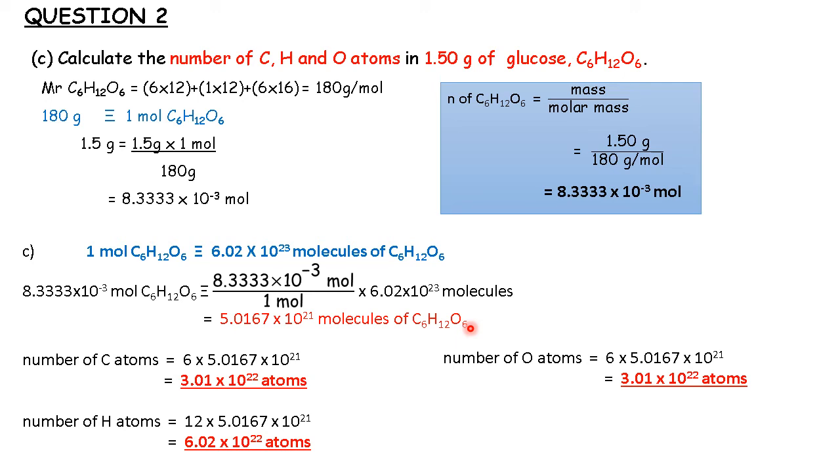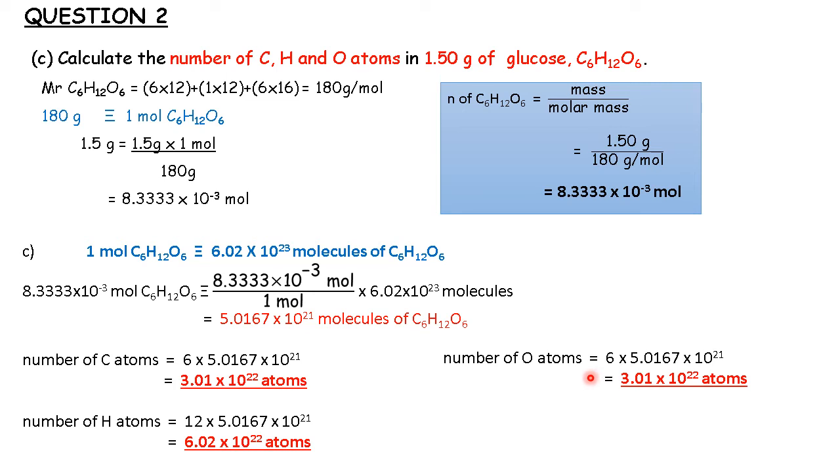But the question asks about what? Atoms for carbon, hydrogen, and oxygen. So you check, how many atoms of carbon are in glucose? The answer is 6. That's why I need to times 6 for this number of molecules. How about hydrogen? Hydrogen is 12. That's why you need to times 12 by this number of molecules, in order to get the atoms of hydrogen. Same for oxygen, you need to times 6. So you get this number of atoms for oxygen. So these three are the final answers.